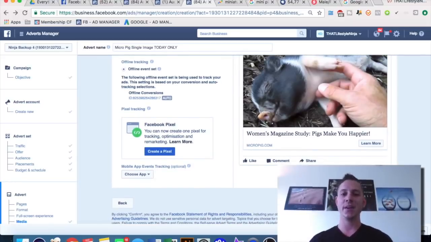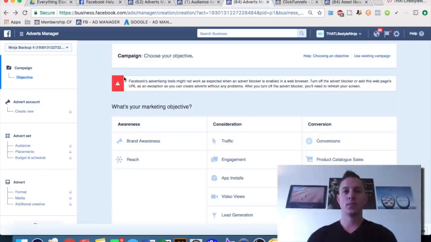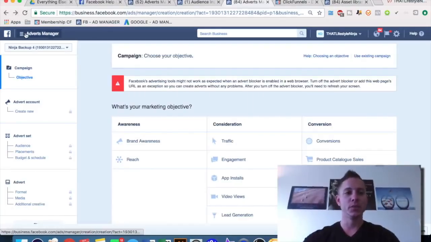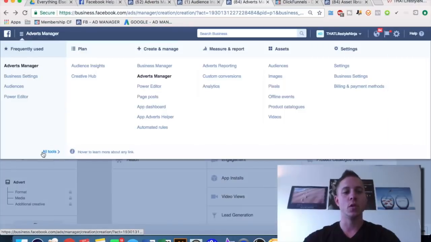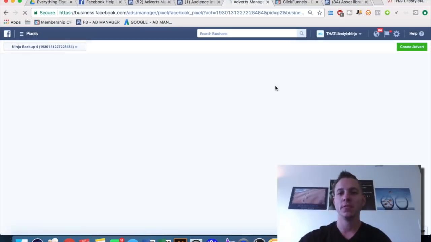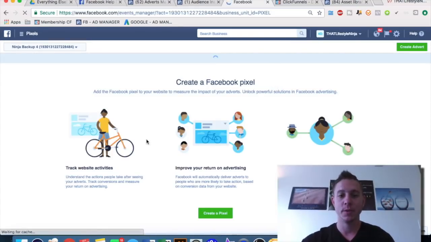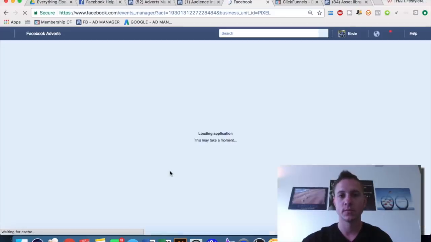And now we're going to take a quick look at actually how I'm installing my pixel and things like that, just to show you guys from a technical perspective, you know, just how easy it is to do and not to get overwhelmed. Alright, so to find our pixel, we just come up here into the menu, we go to All Tools, and then we go over to the Pixel section. And for this particular account, we don't have a pixel yet, so we are going to create one from scratch.